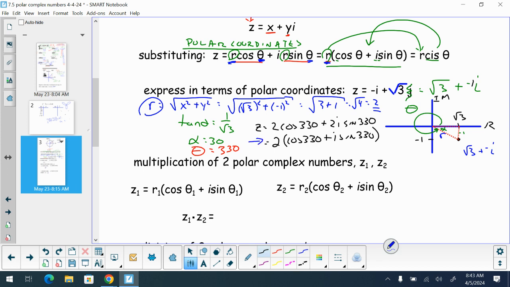So you're looking at this for a solution. Or if you want to, you can write this as 2 CIS 330, using this notation right here. Basically, it's telling you R cosine, imaginary, sine, 330 degrees. Once again, I would suggest you can use either of these two at the bottom. I would stay away from this, but it's still okay.